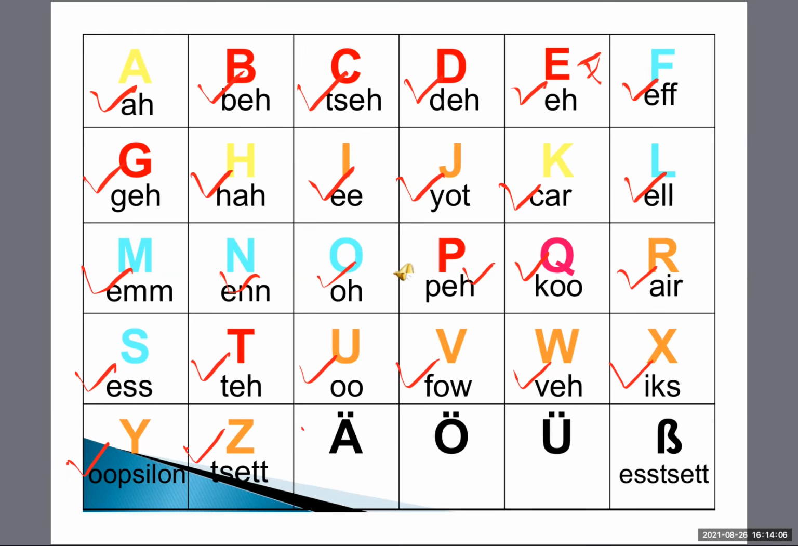A with umlaut, that's A. Normal A is A. If the two dot umlaut, then A. O with umlaut, that's Yo. U is U. And that's double S, sound is sir.